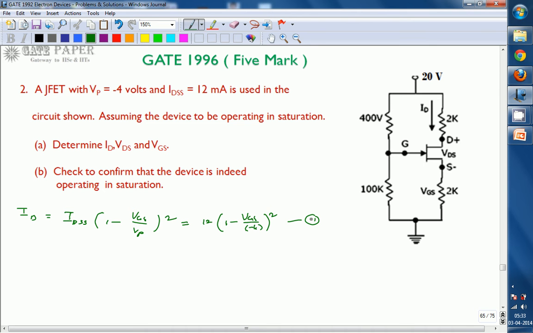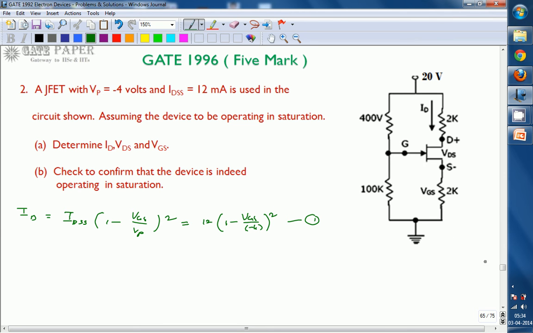If we are able to calculate the VGS value in terms of ID, then we will get the value of ID, because this is a single equation consisting of two unknown parameters, ID and VGS. If we can express one unknown in terms of the other, we can get the single unknown value directly. For that, we must reduce the circuit to an equivalent one.